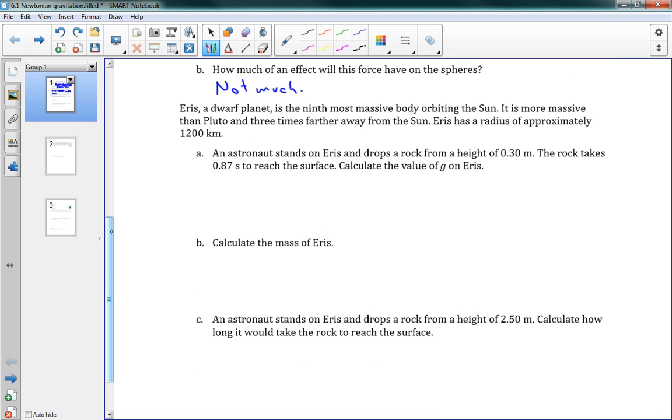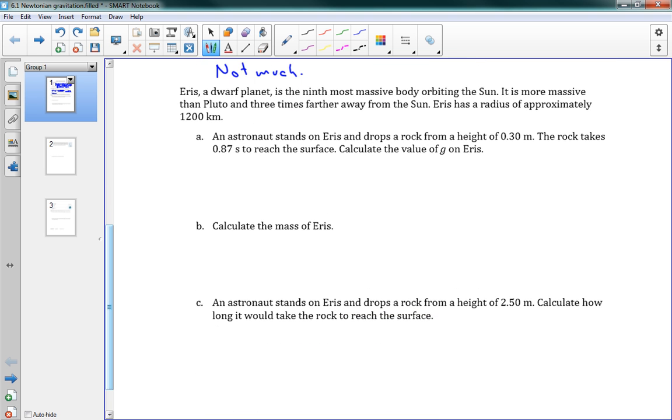All right, but now we're going to look at something on a much larger scale, much larger numbers. We're looking at a planet now. It says Eris is a dwarf planet, and it's the 9th most massive body orbiting the Sun. It is more massive than Pluto and 3 times farther away from the Sun. This is real. This is an actual planet in our solar system, a dwarf planet that is more massive than Pluto is, but it's also further away.